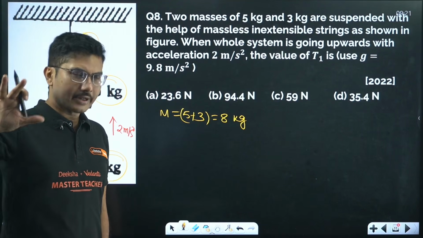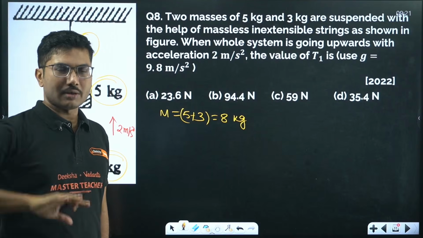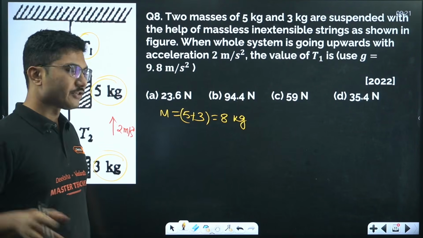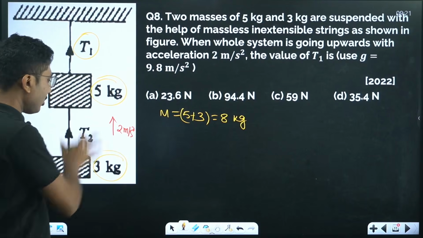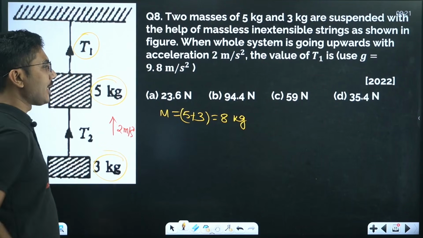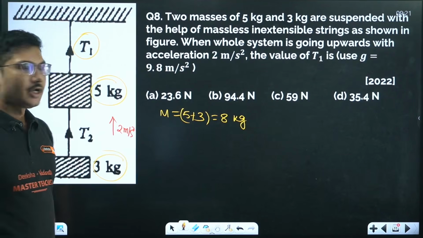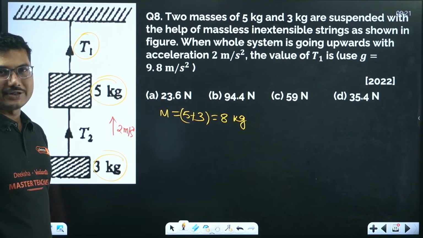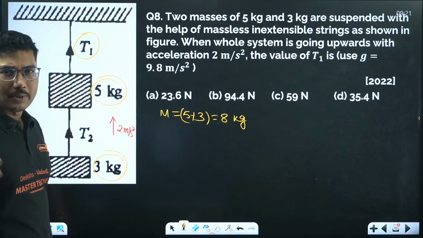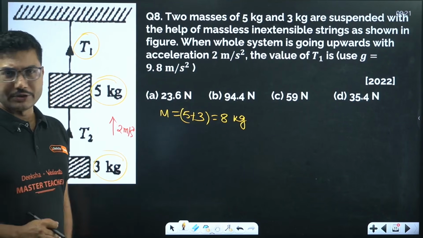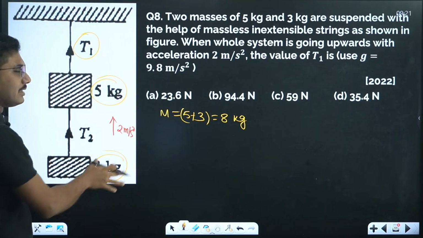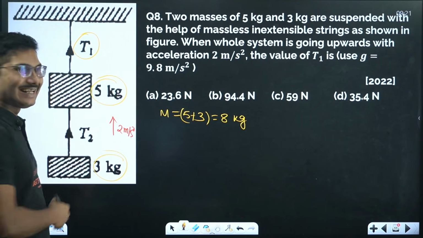Even those who are coming from JEE may have solved this kind of problem using 3 body problems, where 3 objects are tied like this. But in simple cases like this, you can simply add the masses. You can simply add 5 kg and 3 kg, 8 kg. In future maybe I will give you more problems on this kind of situation so that you are prepared to apply the shortcut. So here you just need to add these two masses. Total mass is 8 kg.